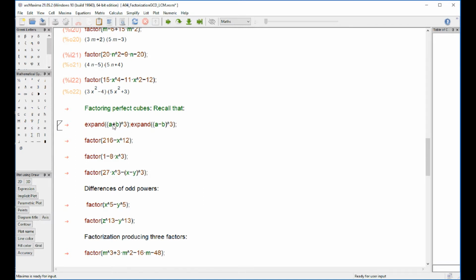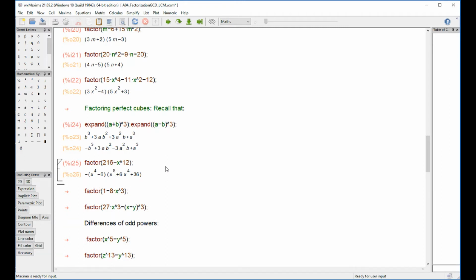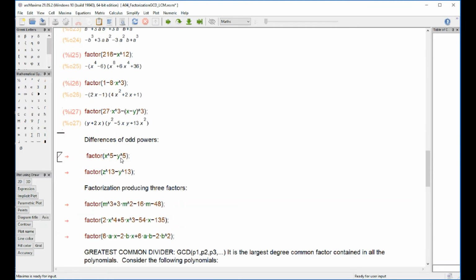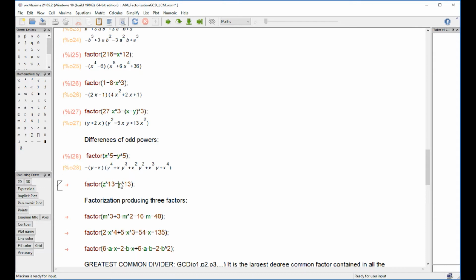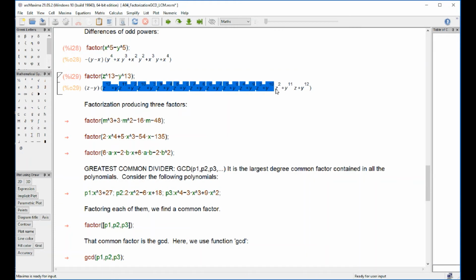Factoring perfect cubes. Remember, if we expand the sum of cubes, the difference of cubes can be expanded like this. So we're going to get here another one. Differences of odd powers typically produce some sort of factorization, though we get a very complex polynomial right here. Here's a factoring that produces 3 factors.